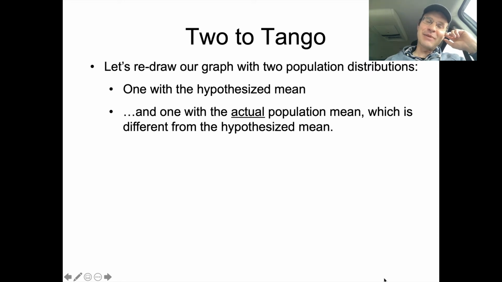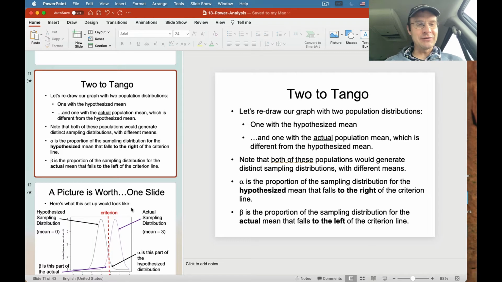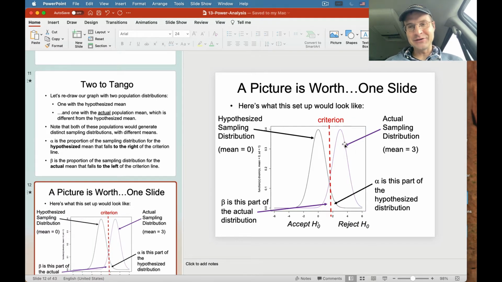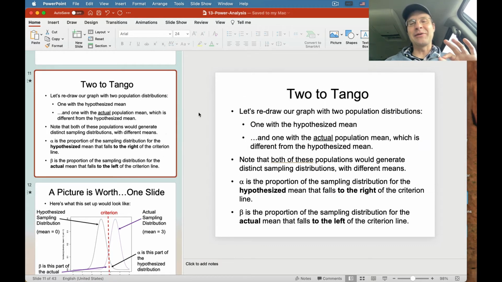So one of the ways I was losing my mind that I want to fix is this issue of whether we're drawing a graph with 2 population distributions or 2 sampling distributions. And I realized, I'll just show you what the graph's going to look like. It's down here on this slide. There are 2 distributions. They're normally distributed. And I've labeled them both as sampling distributions because that's kind of the part that matters.